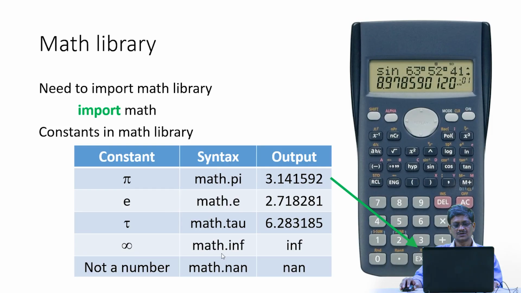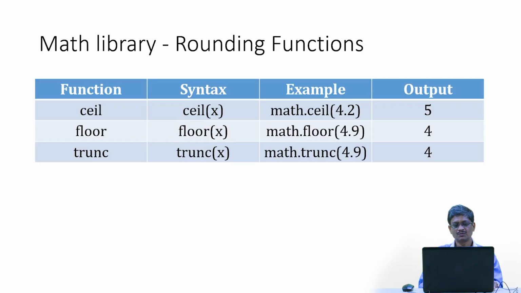Now there are other constants as well, that is infinity and not a number. In most engineering calculations, these constants may not be required. But in the math library, there are also inbuilt functions, and we will be needing these functions very frequently in our calculations. The first set of functions is in the category of rounding functions. There are three functions available in the math library. The first one is ceil, the second one is floor, and the third one is trunc.